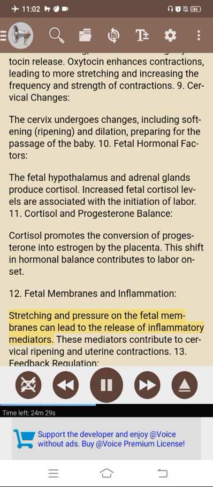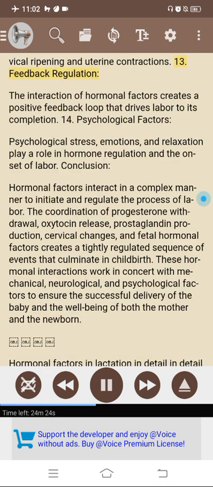12. Fetal membranes and inflammation. Stretching and pressure on the fetal membranes can lead to the release of inflammatory mediators. These mediators contribute to cervical ripening and uterine contractions. 13. Feedback regulation. The interaction of hormonal factors creates a positive feedback loop that drives labor to its completion.